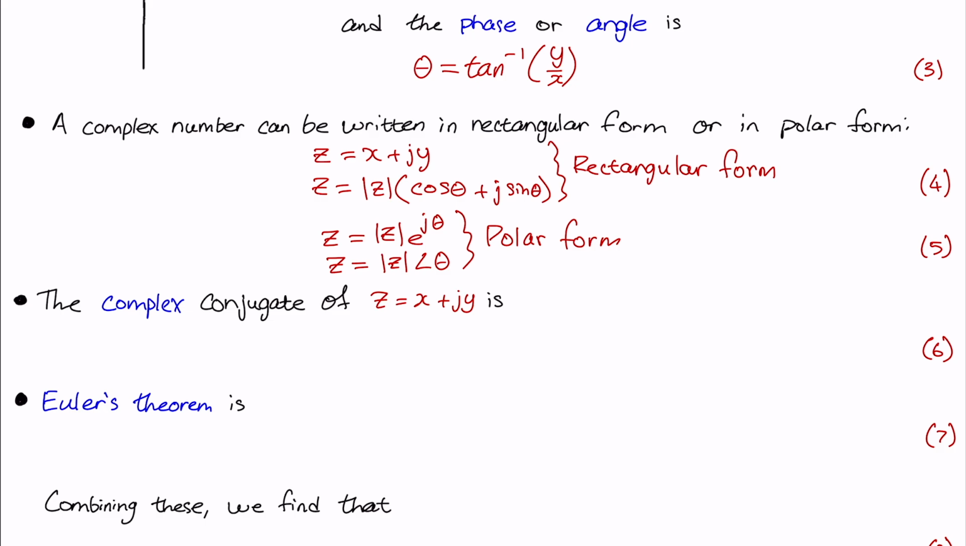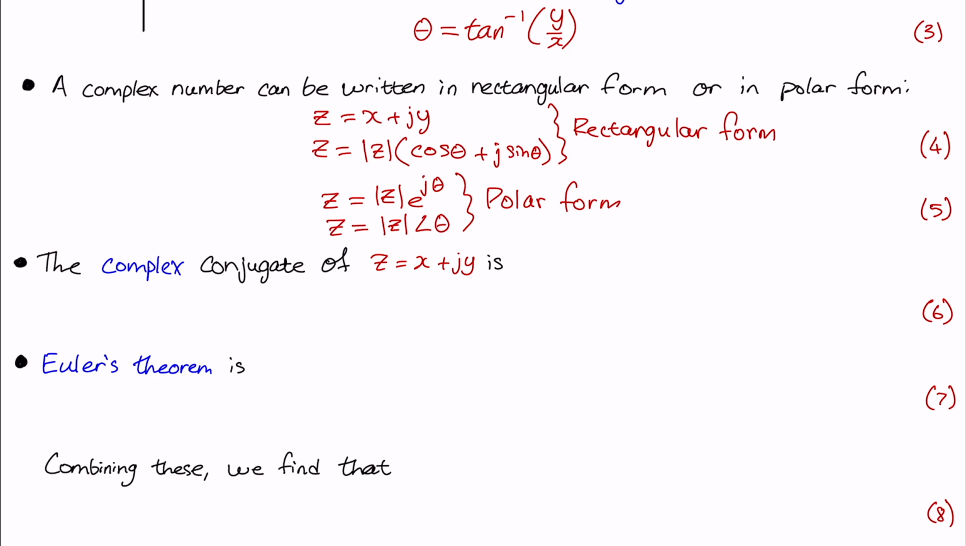All right, we can also define what we call the complex conjugate of z, and we're going to use an overbar to indicate a complex conjugate. So z overbar is equal to x minus j times y, which is then equal to the magnitude of z times e to the minus j theta. Or in the other rectangular form, we'll write the magnitude of z times the quantity cosine theta minus j sine theta.